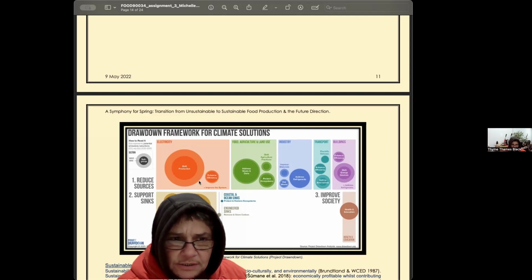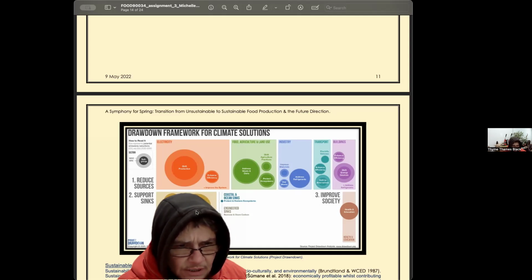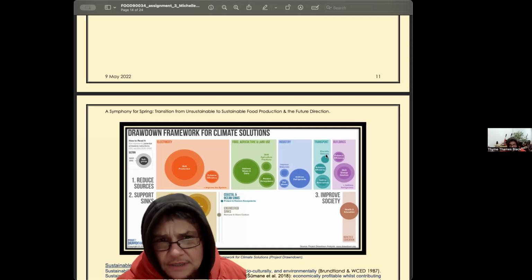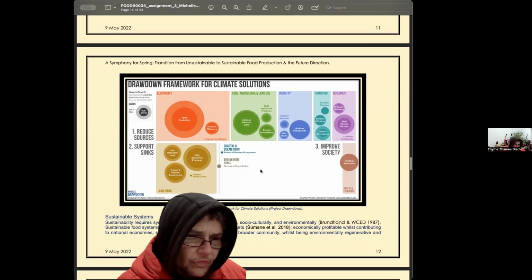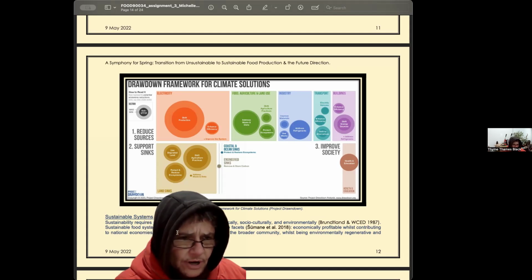Electricity: shift production, enhance efficiency, improve the system. Land sinks: shift agriculture practices, protect and restore ecosystems, use degraded land, address waste and diets, improve society, health and education. Industry: address refrigerants, use waste, improve materials. Transport: shift to alternatives, enhance efficiency, electrify vehicles. Buildings: shift energy sources, address refrigerants, enhance efficiency. That's figure 7, drawdown framework for climate solutions, Project Drawdown.